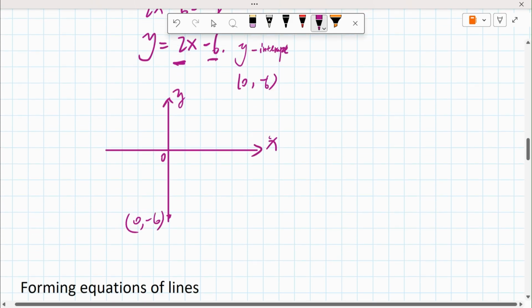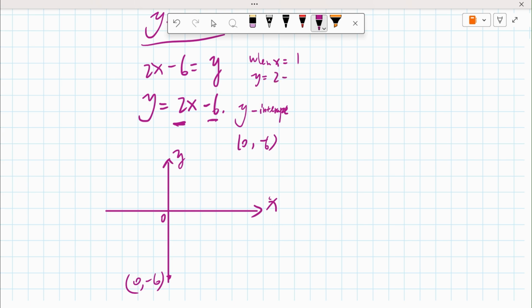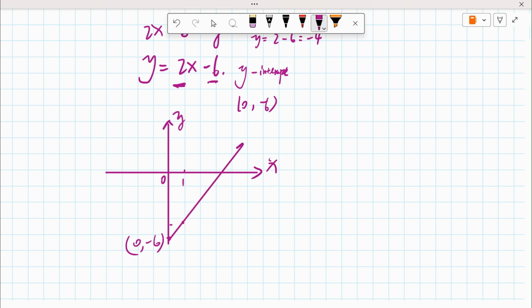Now we substitute when x equals 1. When x equals 1, y equals 2 minus 6, which is minus 4, which is around this part. So you have two points, and we connect them, and that will be your linear graph, y equal to 2x minus 6. Hopefully that makes sense: two points to make a connection with the gradient.